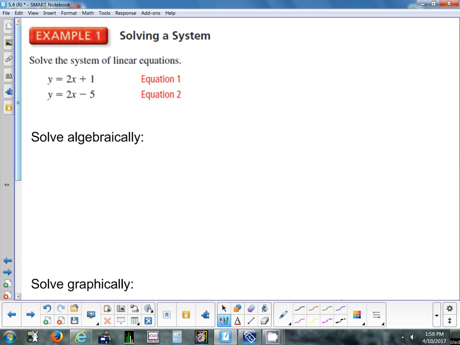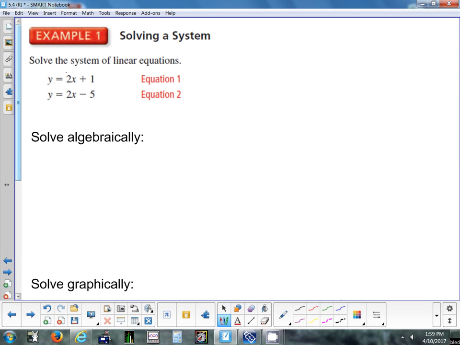Yeah, I would use substitution because there's already a letter isolated. There's already a letter by itself. So Bay, can you tell me what you do with substitution? I think you plug one of the equations into the other one. Exactly, you plug one of the equations into the other.